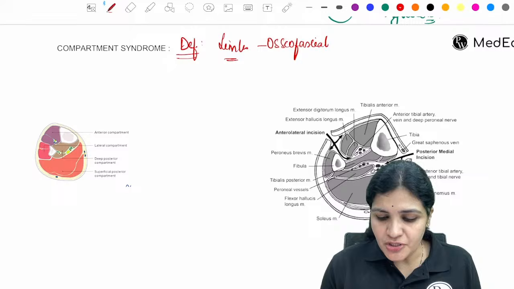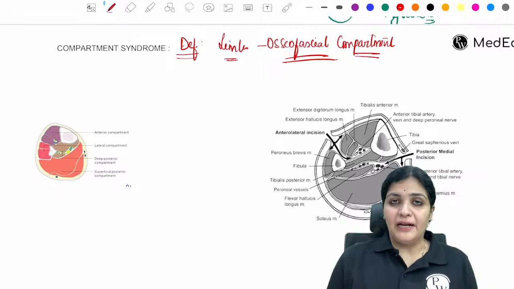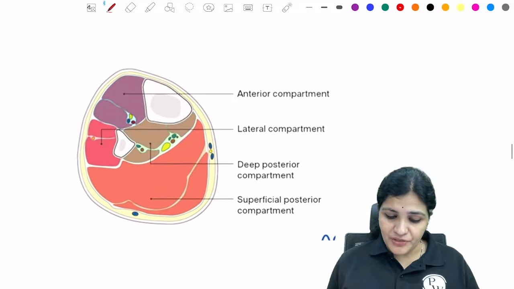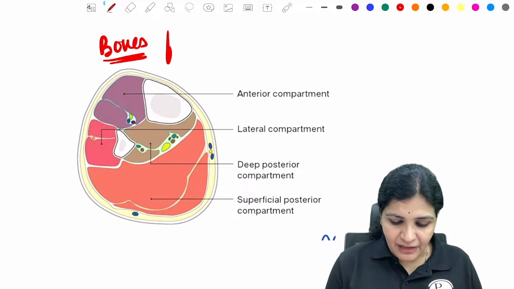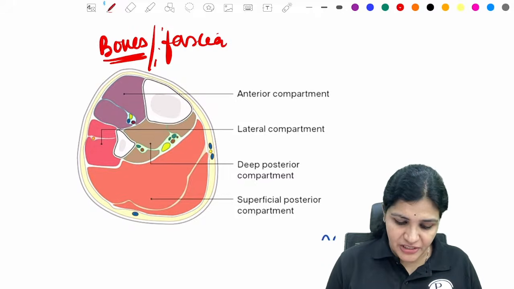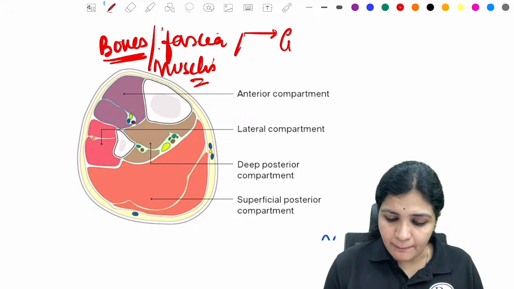So the anatomy of the limbs, upper limb and lower limb, are divided into osseofascial compartments. What do you mean by osseofascial compartments? That means there will be bones, and these bones are enclosed by the muscles, and these muscles are covered by the fascia. And this fascia will also divide them into compartments.